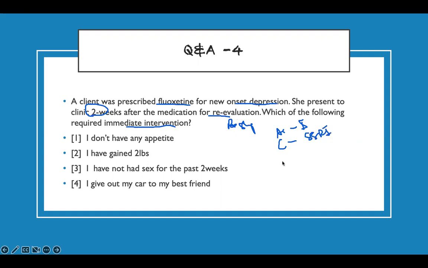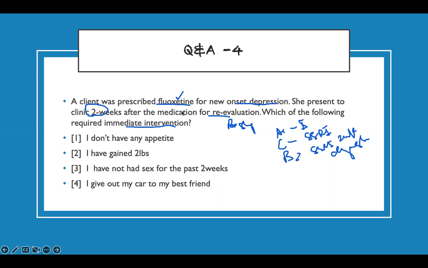And she came in. Then what are your buzzwords? Well, I have SSRI, 2 weeks later, and somebody with depression. I have summarized the whole question. She's on an SSRI 2 weeks later for depression. The name of this medication, I don't care. You just have to recognize it.